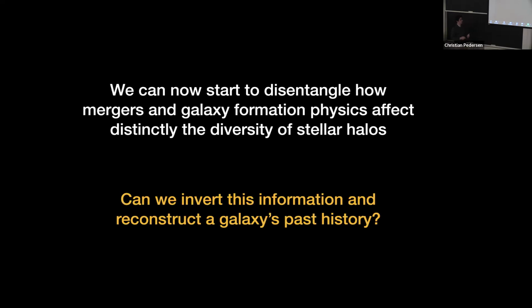Okay, so really what we're doing here is we are in a great position because we can now start to disentangle how different merger histories and different galaxy formation physics distinctly affect the diversity of stellar halos. And in the last minutes of the talk, what I want to talk about is, can we invert this information and actually use it to reconstruct a galaxy's past history?